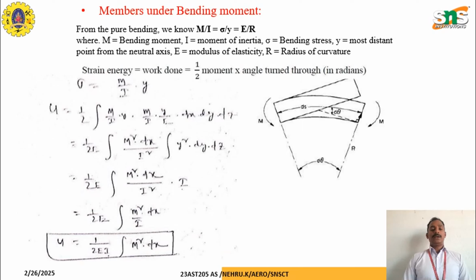Coming to the member under bending moment, from the pure bending equation we know M by I equals sigma by Y equals E by R, where M is the bending moment, I is the moment of inertia, sigma is the bending stress, Y is the distance from the neutral axis, E is the modulus of elasticity, and R is the radius of curvature. So strain energy equals work done, which is equal to half times the moment times the angle turned through its axis, usually in radians. So sigma equals M by I into Y, integral of half times 0 to L, M by I into Y. So we'll get 1 by EI times the integral of M square. So finally we'll get U equal to 1 by 2EI integral of M square dx.